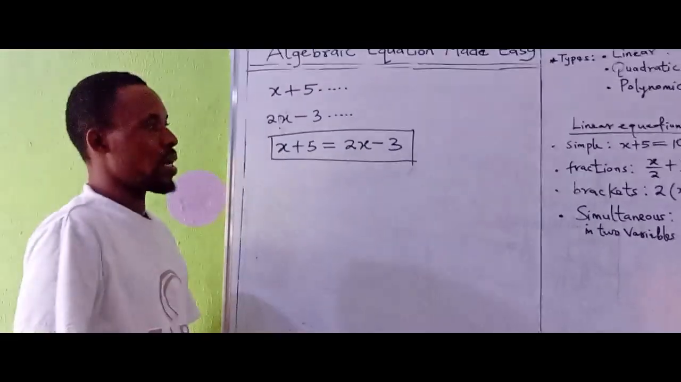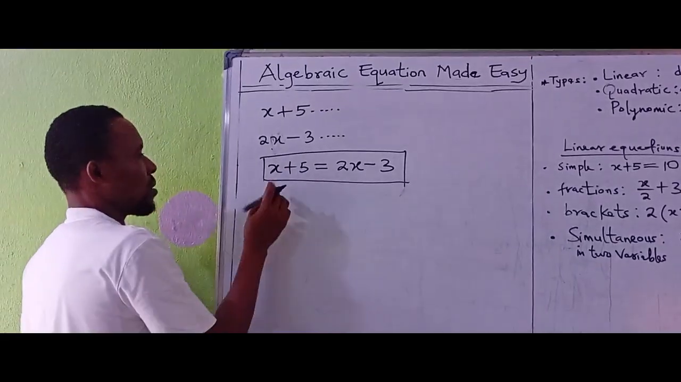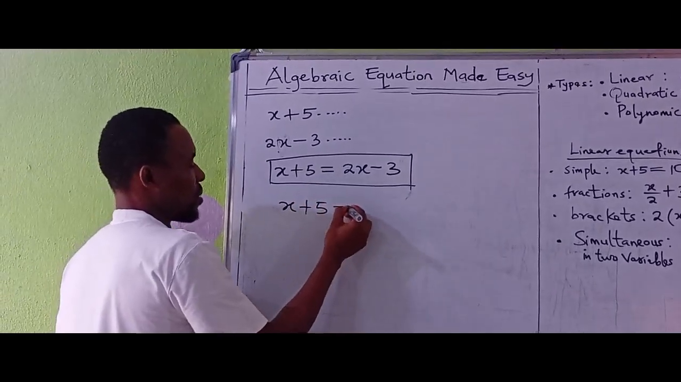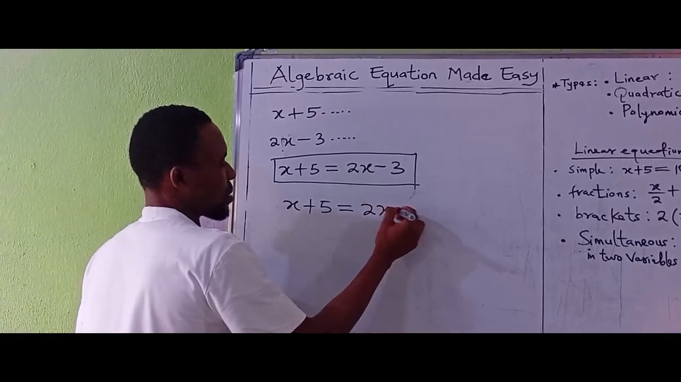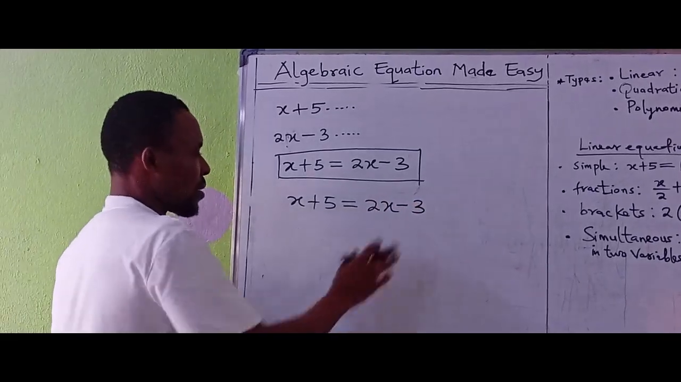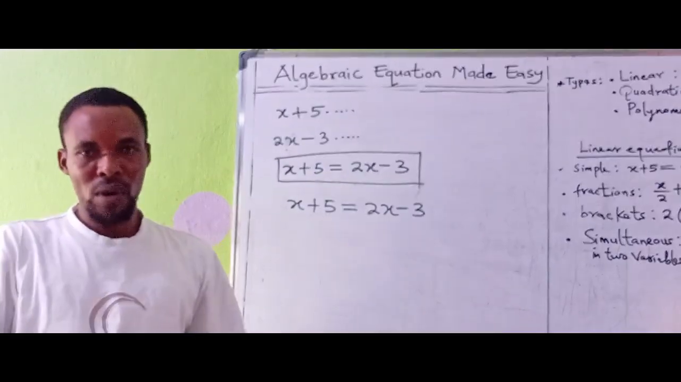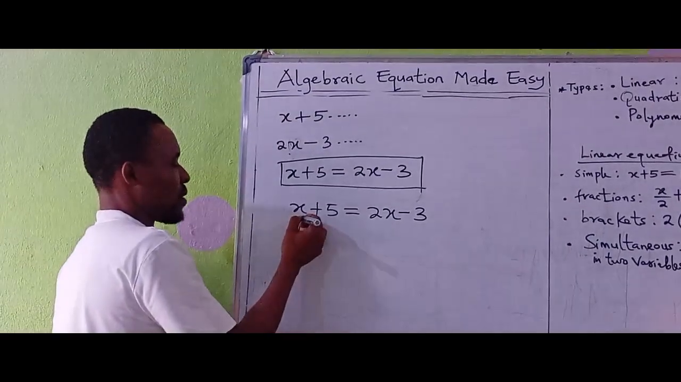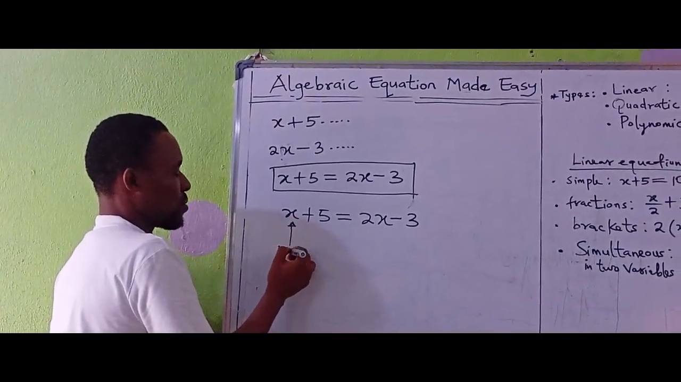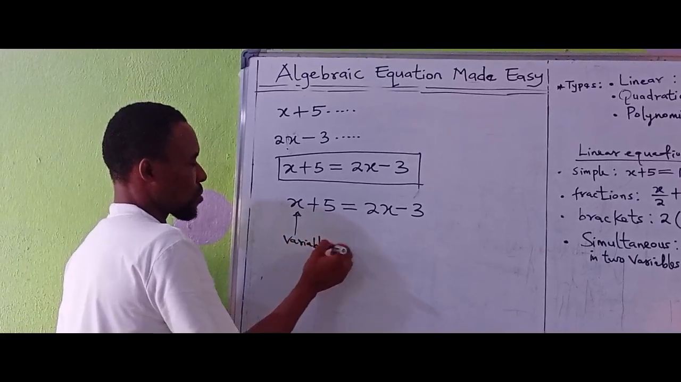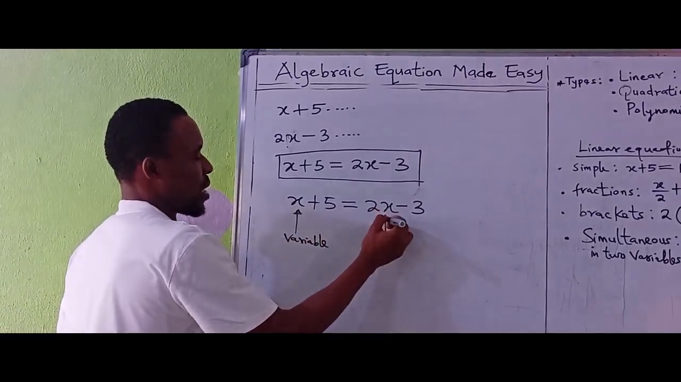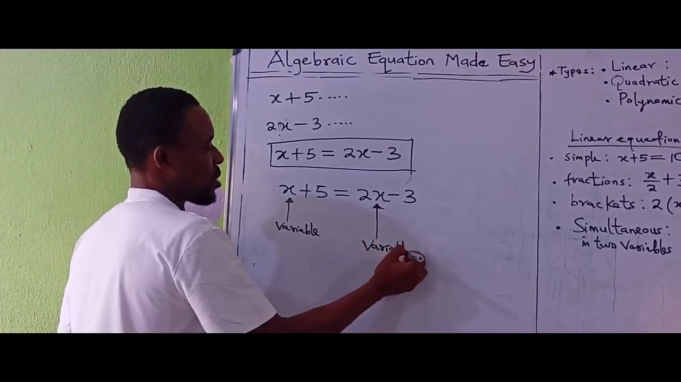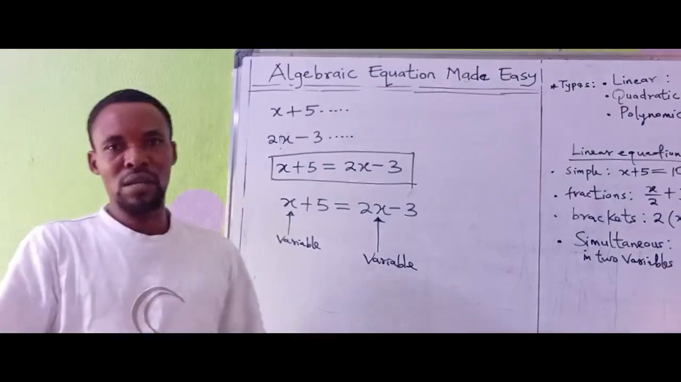Now, what are linear equations? For instance, this one that I wrote here, x plus 5 equals 2x minus 3, is a linear equation. Why is it linear? If you check here, this is the x variable. Here too, the x is the variable. Now, you check the power of the variable.